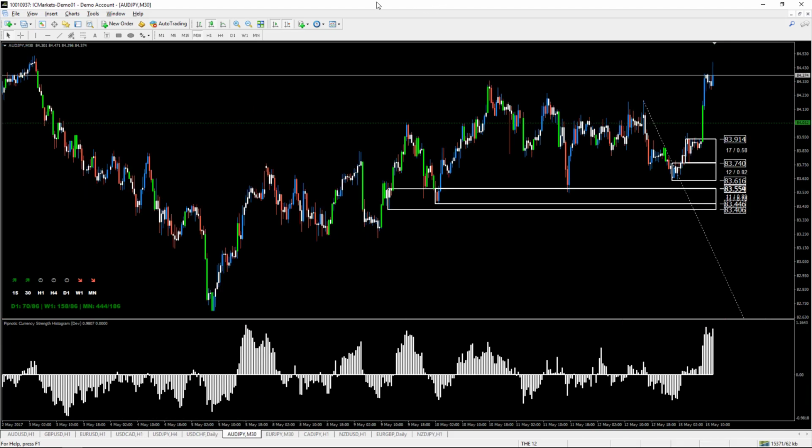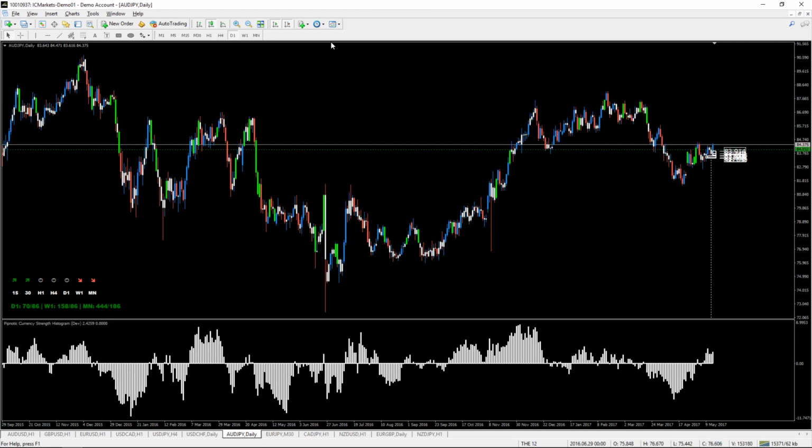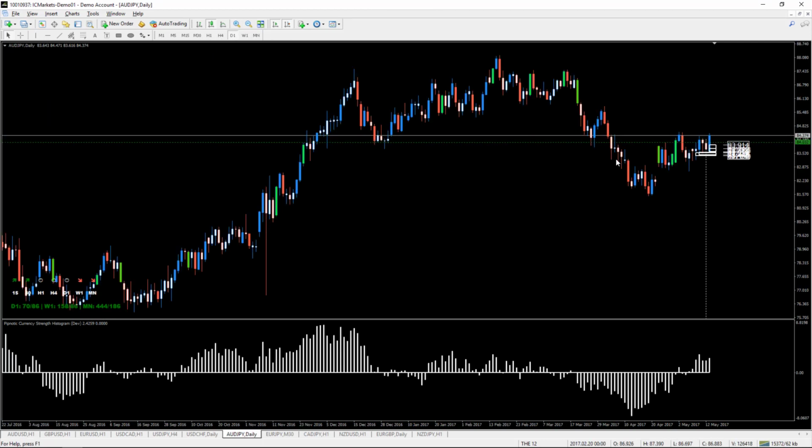So we simply want to find a way to get long here, and you can see that it's wriggling. It's trying to move higher. We do have this here, which is probably going to give us a bit of trouble. It's been tested once.